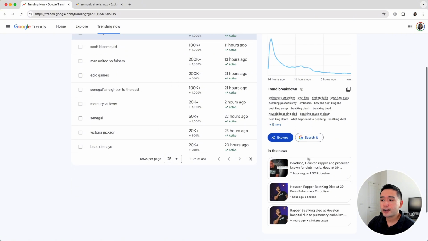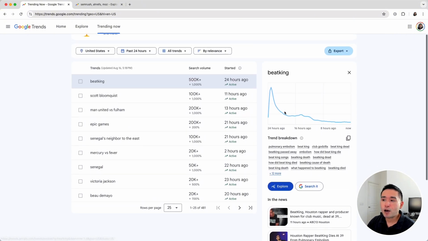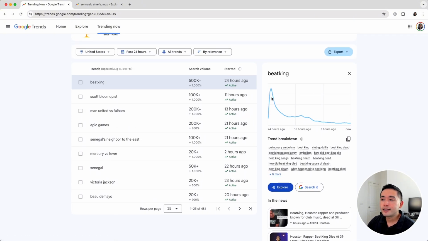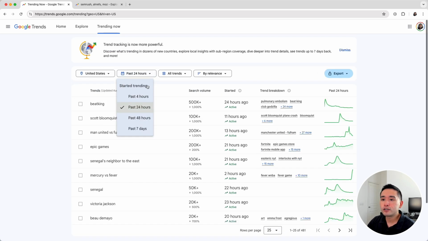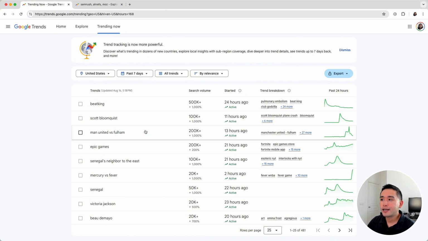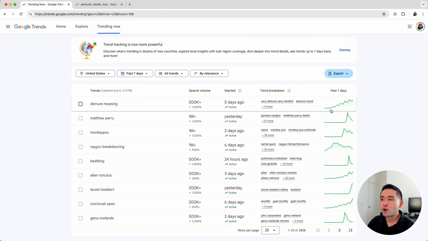And you can also check out the latest news about the topics and see these helpful line graphs to see when the trend peaked over the past 24 hours, or you could look at the past 7 days and see the trend over the past 7 days for all of these topics. Now, this is an excellent report to look at if you want to know the latest breaking news in pop culture and sports and so forth.